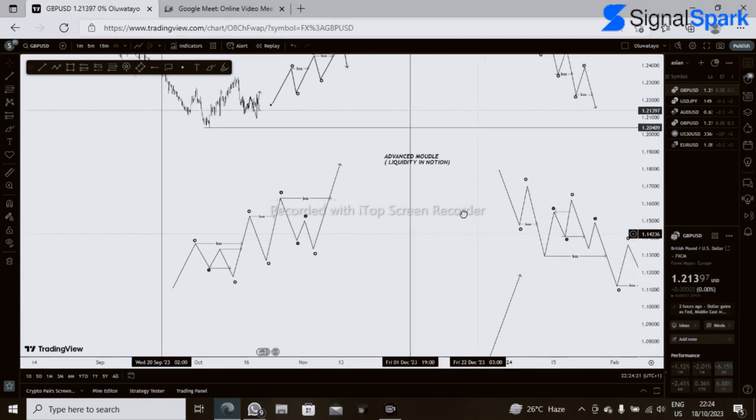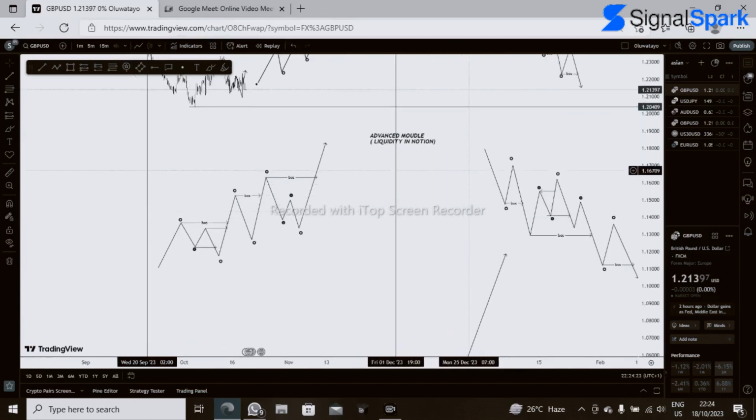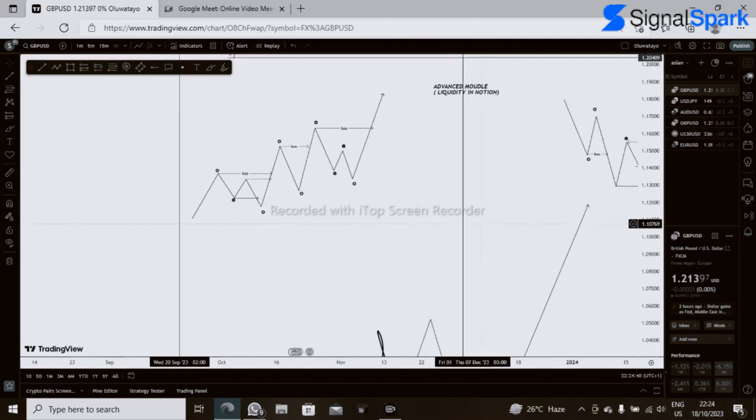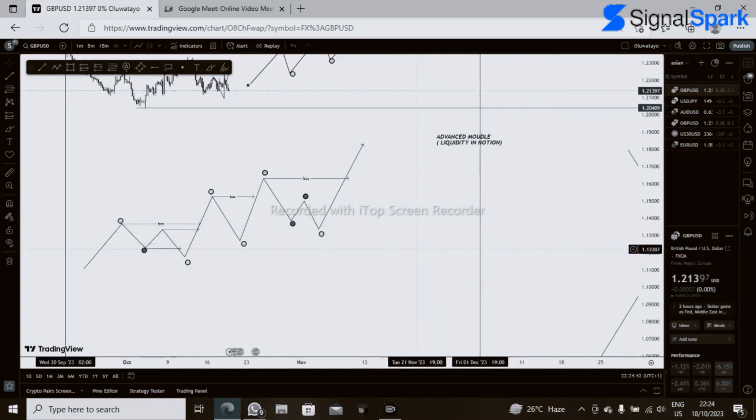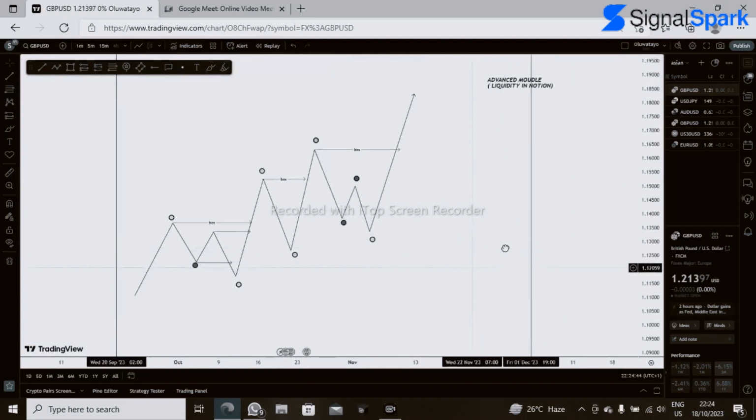Now, advanced market structure can never be explained unless liquidity is put in motion. That is, you need to understand the concept of liquidity before you can understand advanced market structure and understand how price actually delivers. Now, if we look at this bullish scenario, I'll be taking my time to explain very well, so you guys look key into this bullish scenario.